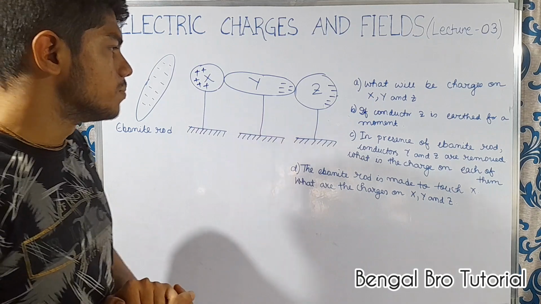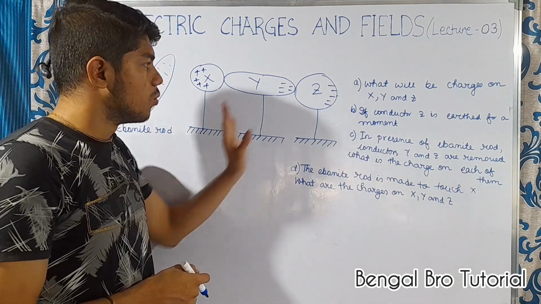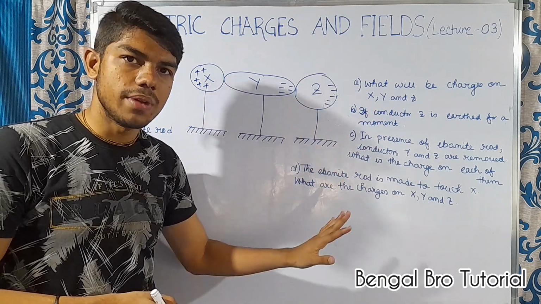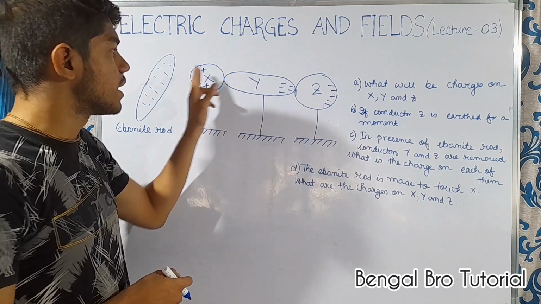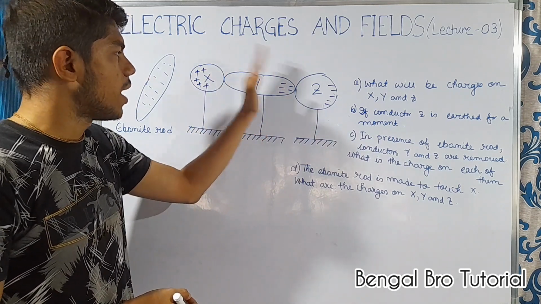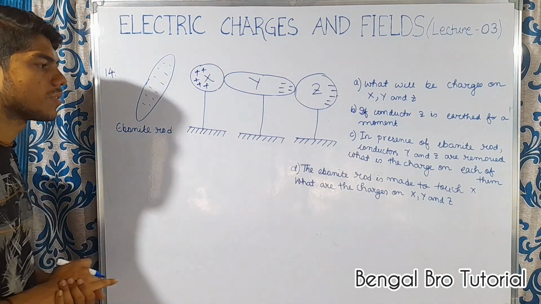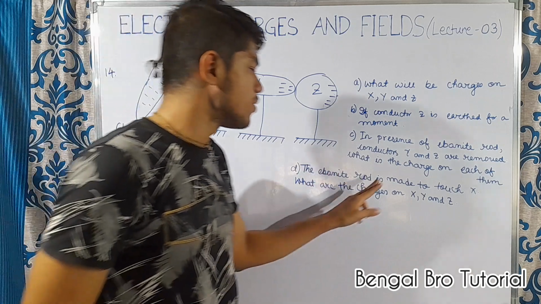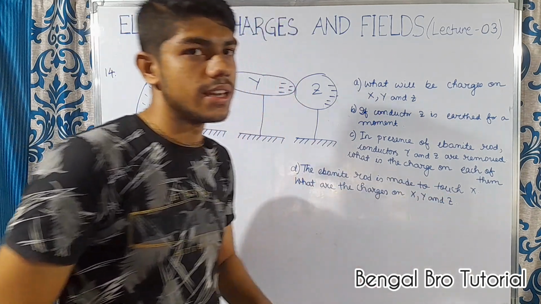Understood? So in the presence of the ebonite rod, when Z is removed, Z will become negatively charged. And when Z is removed, more electrons will flow to Y, and then Y will also become negatively charged. And when Y is removed, X will remain positively charged only. Question number D. The ebonite rod is made to touch X. What are the charges on X, Y and Z?